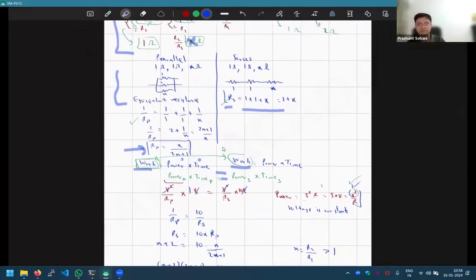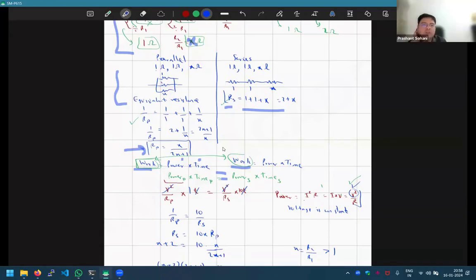Yes, Anvi? Earlier I had asked about the X that you substitute, where X is R2 upon R1, right? So how can you substitute that as 1, 1, 2 when R1, R1, R2 is given as the three resistors? How can you substitute R2 by R1 for R2?